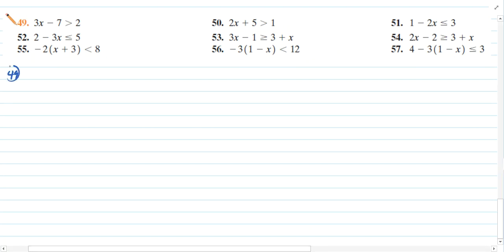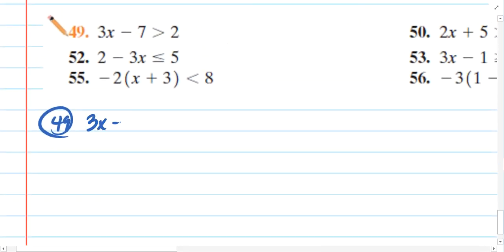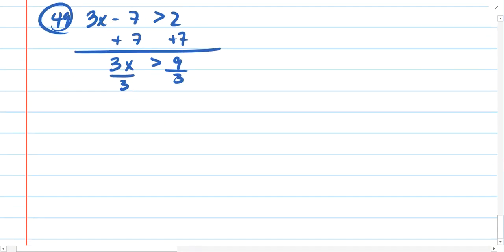But in problem number 49, if we have the inequality 3x minus 7 greater than 2, and I'd like to report our answer in both set notation and interval notation, I would solve this something like this. I would add 7 to both sides. I'd have 3x greater than 9. Now I can divide both sides by 3, and I know that x must be greater than 3. And that would be a good solution in set or inequality notation.